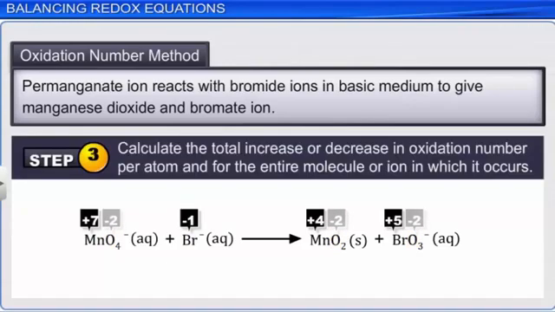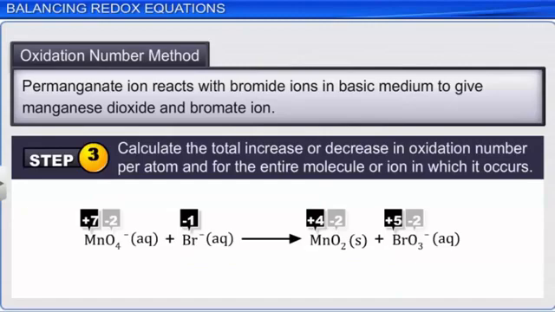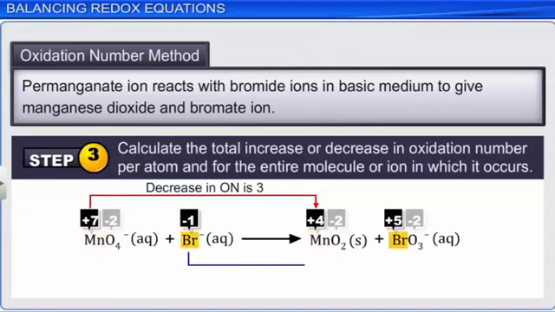In the third step, calculate the total increase or decrease in oxidation number per atom and for the entire molecule or ion in which it occurs. If the increase or decrease in oxidation number is not the same, then equalize them by multiplying with suitable coefficients. In this case, the decrease in oxidation number of manganese is 3, while the increase in oxidation number of bromine is 6.